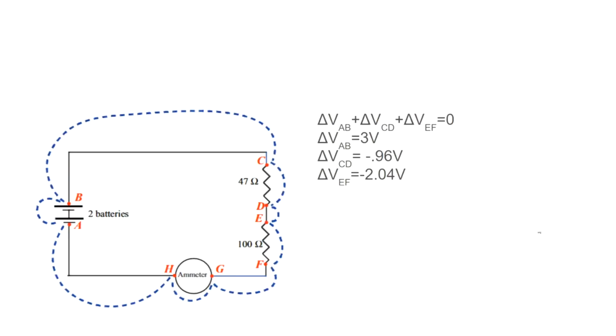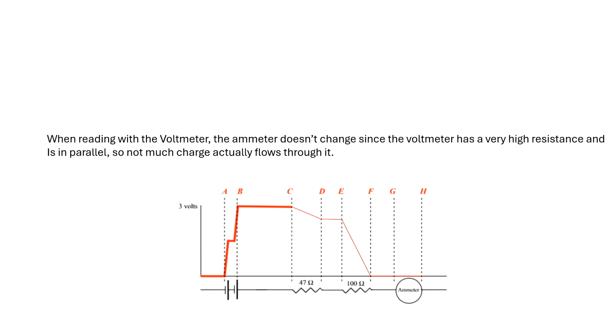So on this slide we have the configuration, and we were told to measure the volts at the different points, and all these voltages added up to 0. When reading with the voltmeter, the ammeter didn't change since the voltmeter had a very high resistance and is in parallel, so not much charge was actually flowing through it.